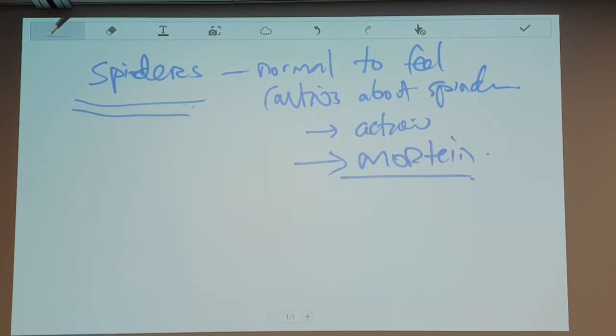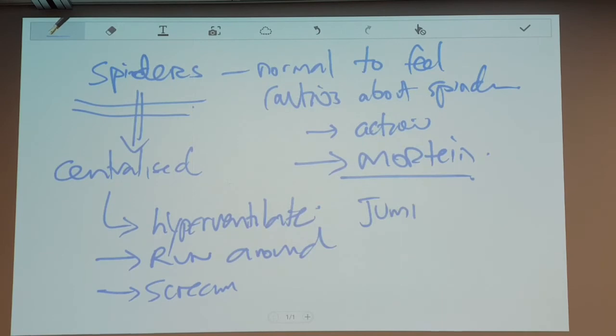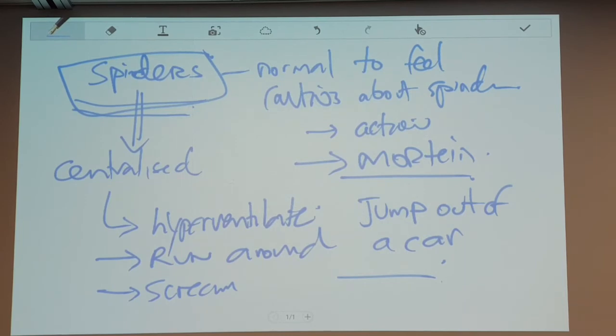someone who has a centralized process to spiders will hyperventilate, run around, scream, jump out of a car or something like that. Okay, because they are so hypersensitive to this process, this exposure, the spiders.